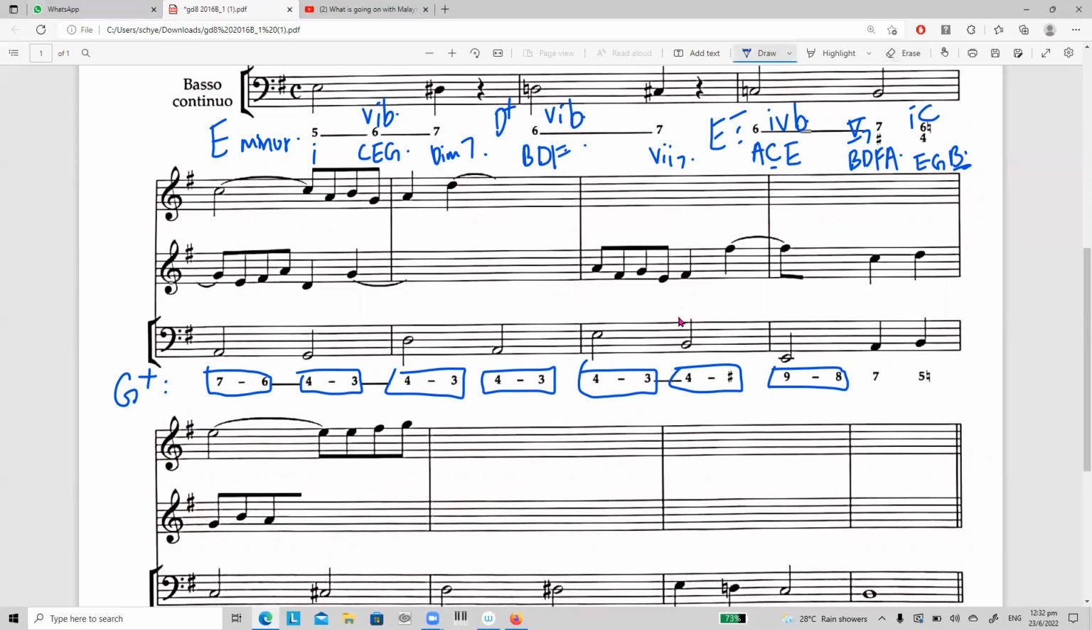So this is A, C, E, chord 2, and then this one is G, B, D, root position, chord 1. This is D, F, A, chord 5. This one is A, C, E, so chord 2.